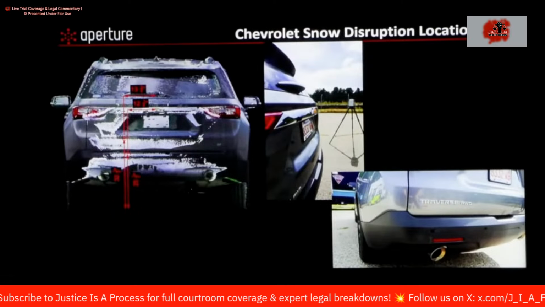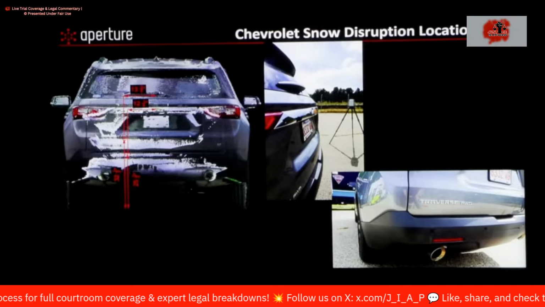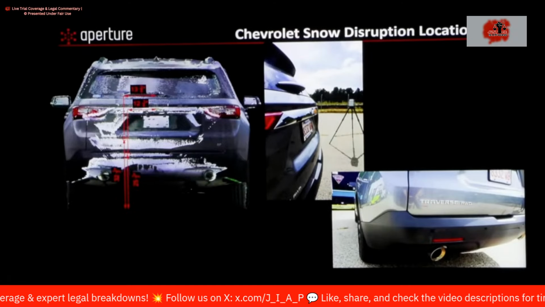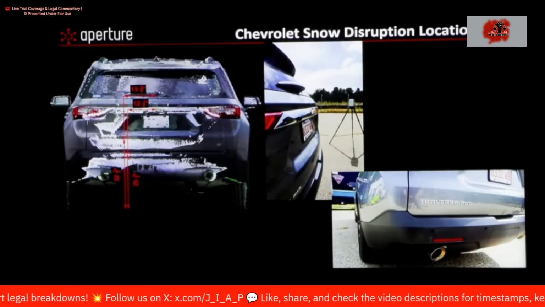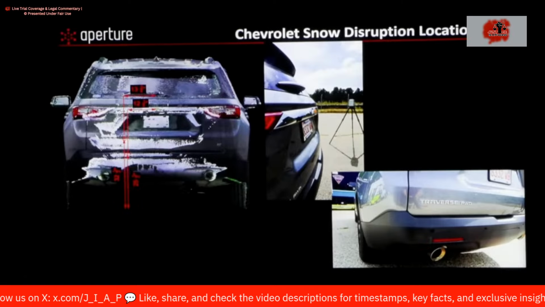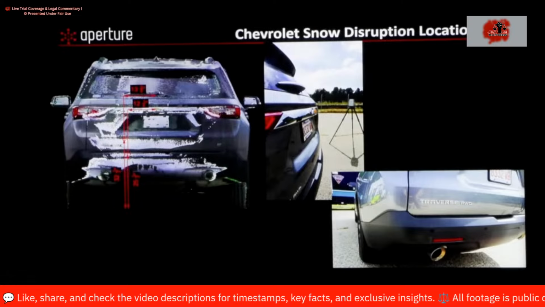Here's Mr. O'Keefe's vehicle. So these marks, this is the Chevy Traverse words, are approximately right here. Again, I had the opportunity to inspect Mr. O'Keefe's vehicle. There's no damage where these marks are. So sure, it knocked the snow off, but it wasn't sufficient to cause damage to his vehicle.